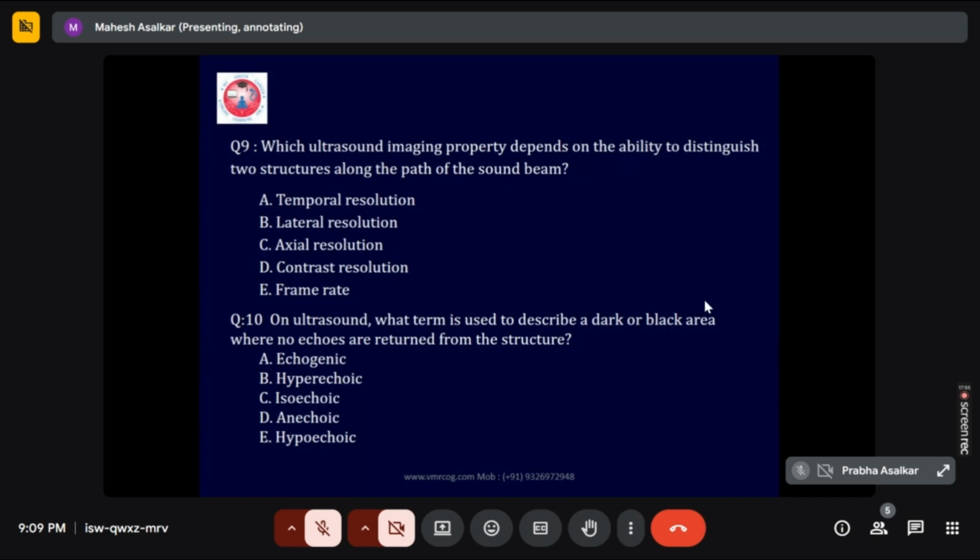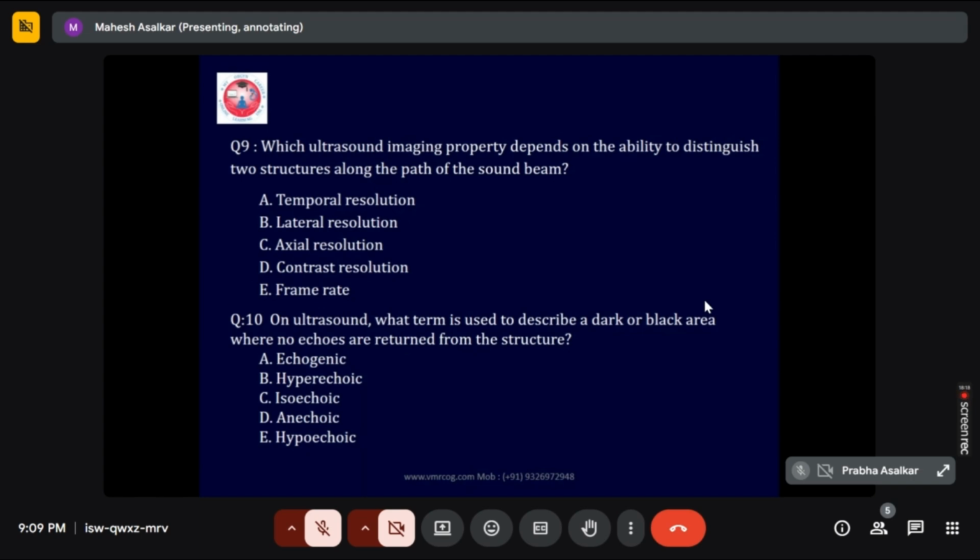Dr. Amrita, continue. Yes, sir. Question 9. Which ultrasound imaging property depends upon the ability to distinguish two structures along the path of the sound beam? A. Temporal resolution. B. Lateral resolution. C. Axial resolution. D. Contrast resolution. E. Frame rate.